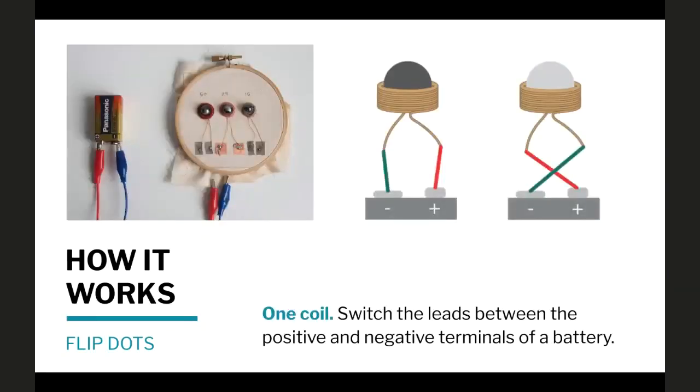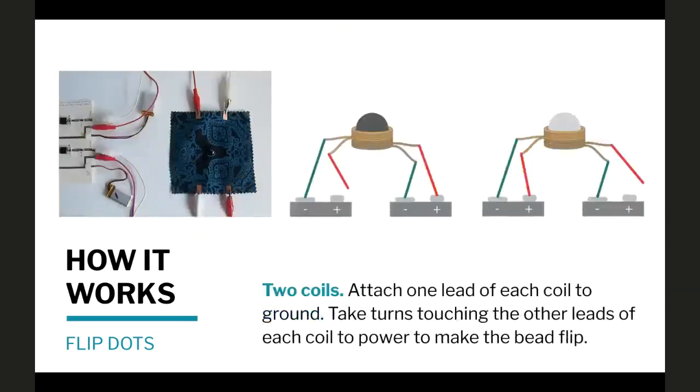Okay, so how it works. If we're working with only one coil, this is working with very thin gauge wire and just wrapping it into a coil. I'll show a few slides on how to make it in a second. But basically we have a coil and we have our bead. It's also helpful to paint one side of your bead just to know how it's oriented. And then we switch between the positive and negative terminals of the battery to make movement happen. Or you can put two coils, one on top of the other, so you can flip back and forth.